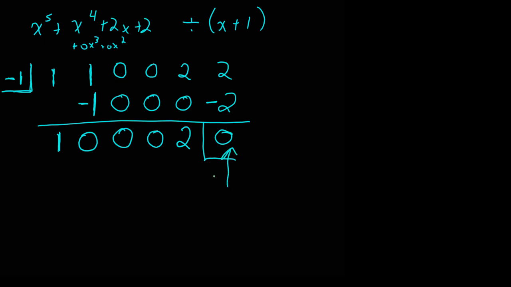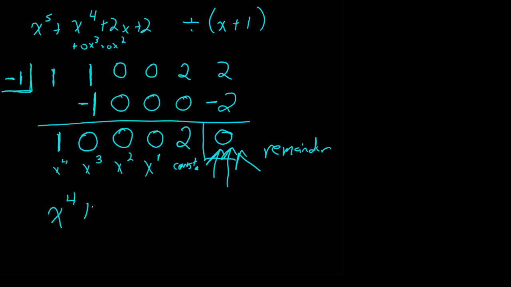And this was my remainder. The last one is my remainder. So if I look, this was x to the 5th. So this represents x to the 4th. This is x to the 3rd. This is x squared. This is x to the 1st. And this is the constant. So I have 1 x to the 4th plus 2. And so this synthetic division quickly reduced the terms for me here.